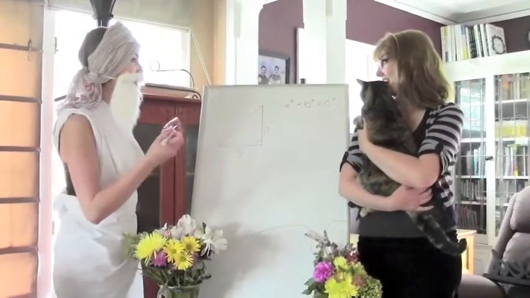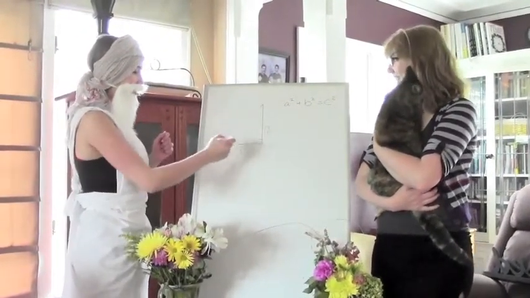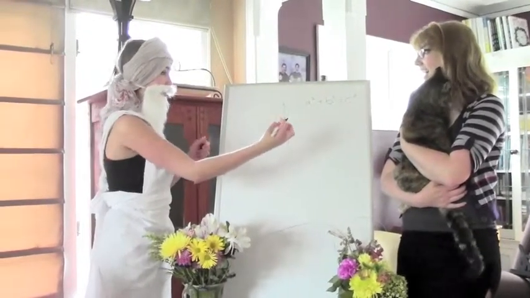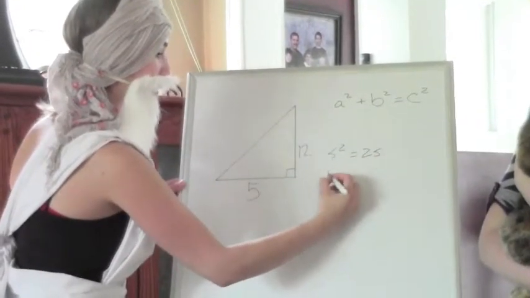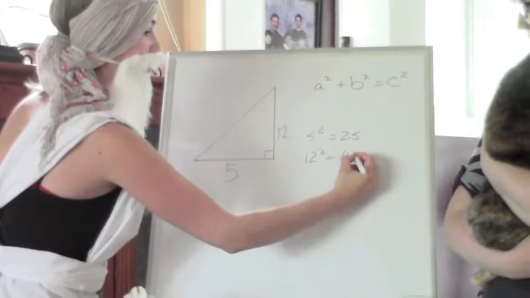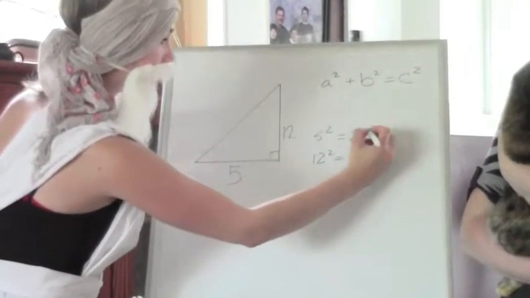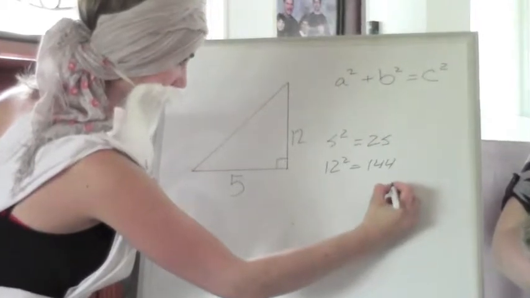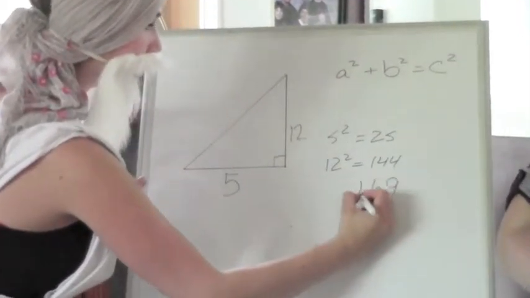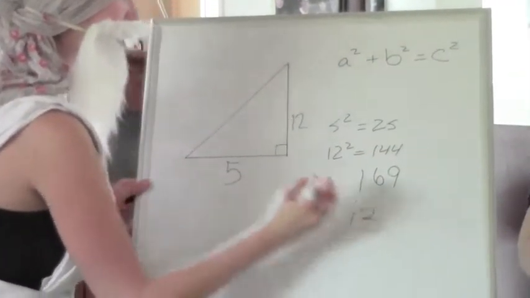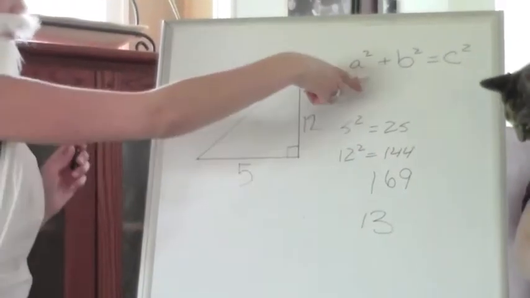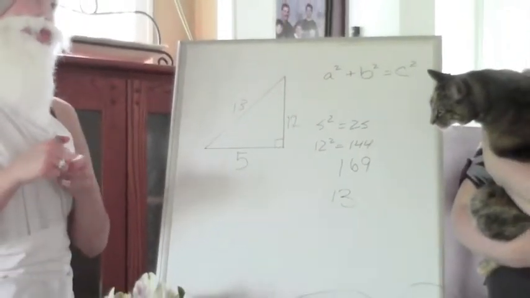I might need you to show us a few examples. Okay. Okay, so I'm going to show you how to do an easier problem. Say you have a right triangle with 5 and 12 as the legs. So 5 squared equals 25. 12 squared equals 144. And then you add those together and you get 169. And the square root of 169 is 13. So this side equals 13. That's using this equation. Do you understand? Yeah. Wow.